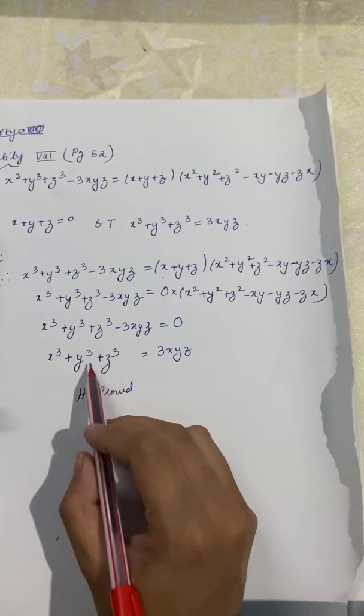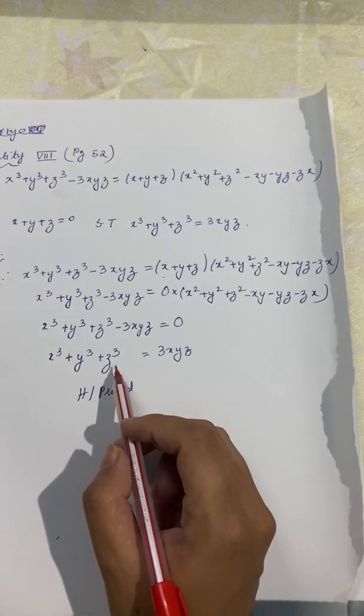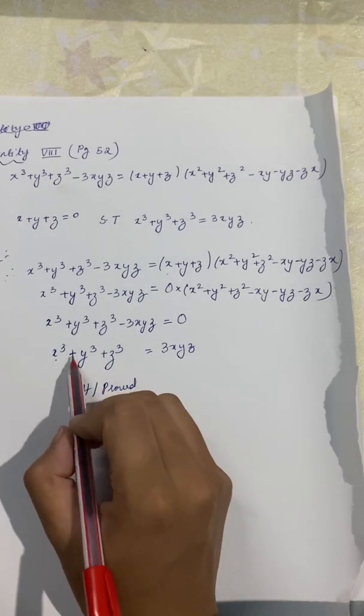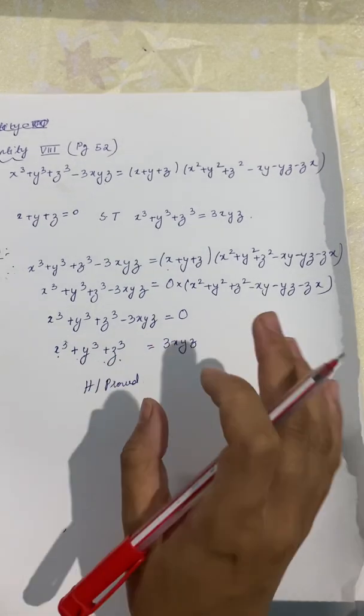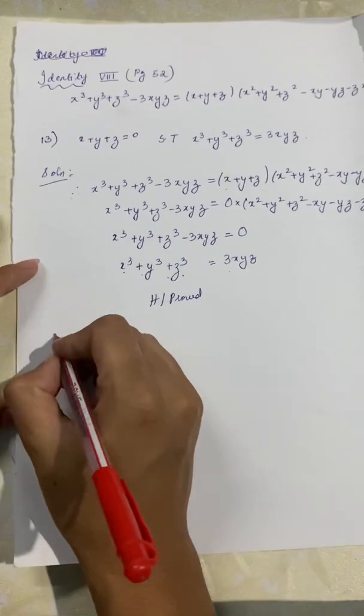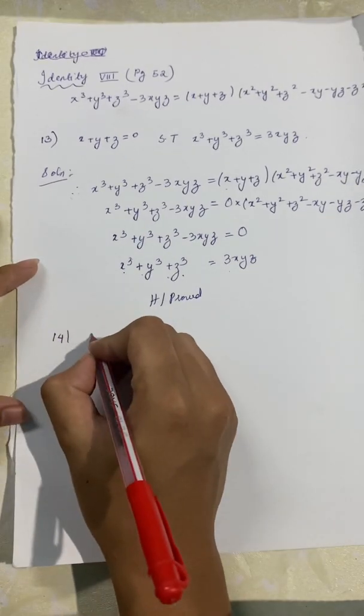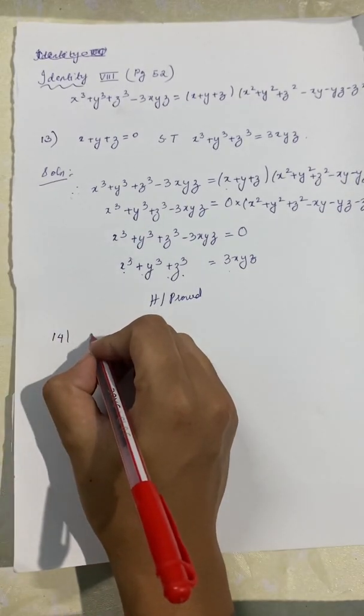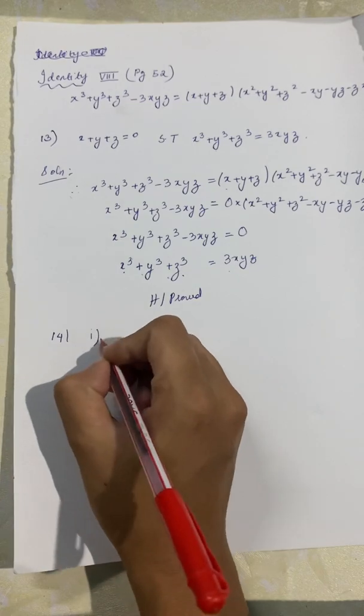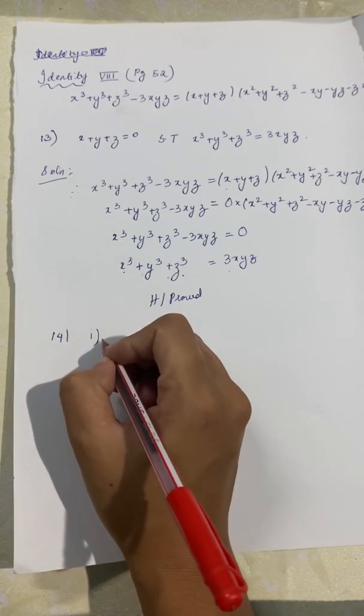So we have proved it, hence proved. Because what is the question asking us? The question asked us to prove that x cube plus y cube plus z cube is equivalent to 3xyz. Using the same formula, we will do question number 14. You read the question: without actually calculating the cubes.